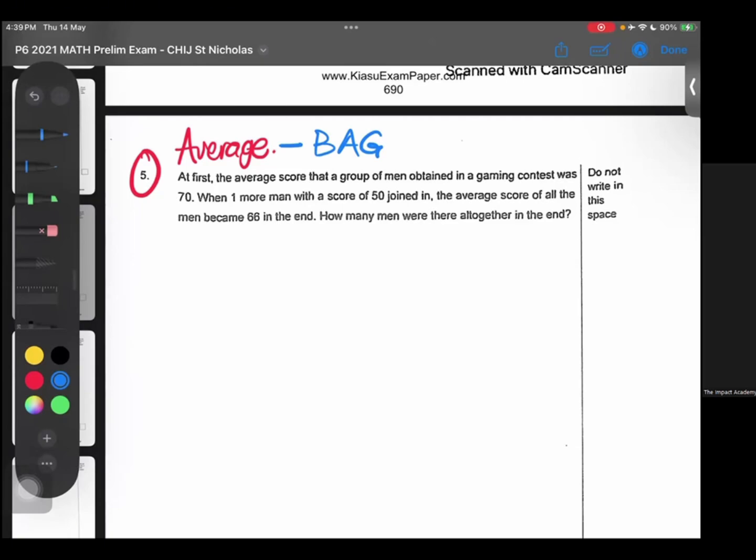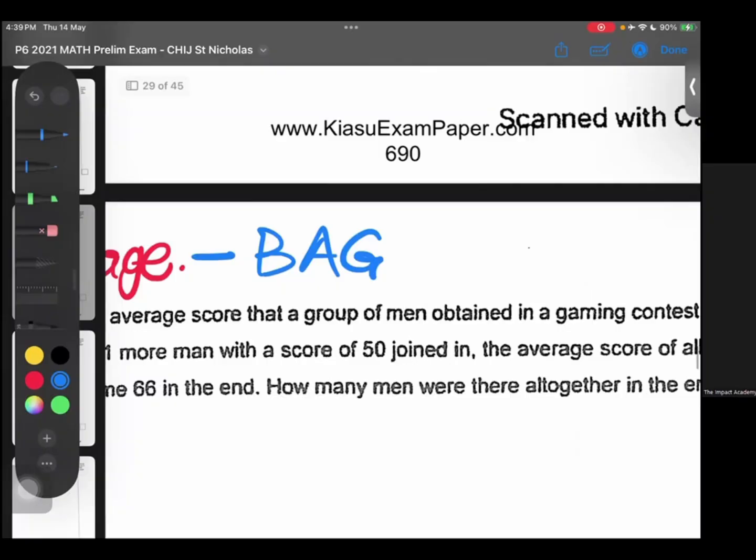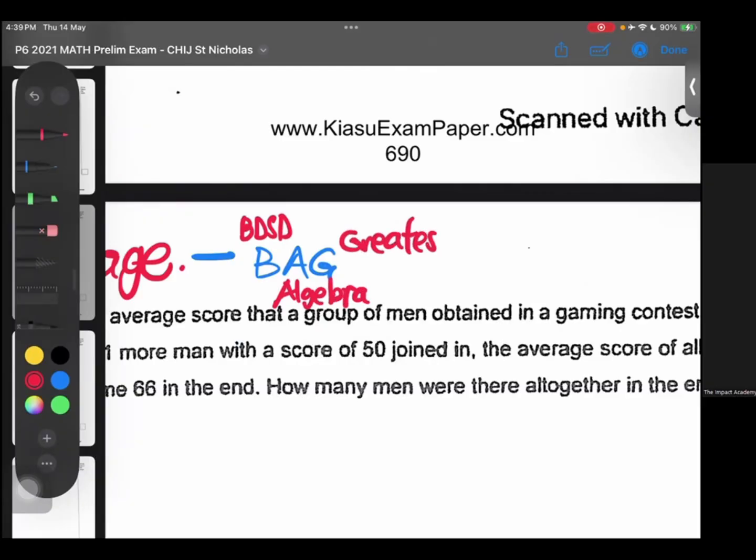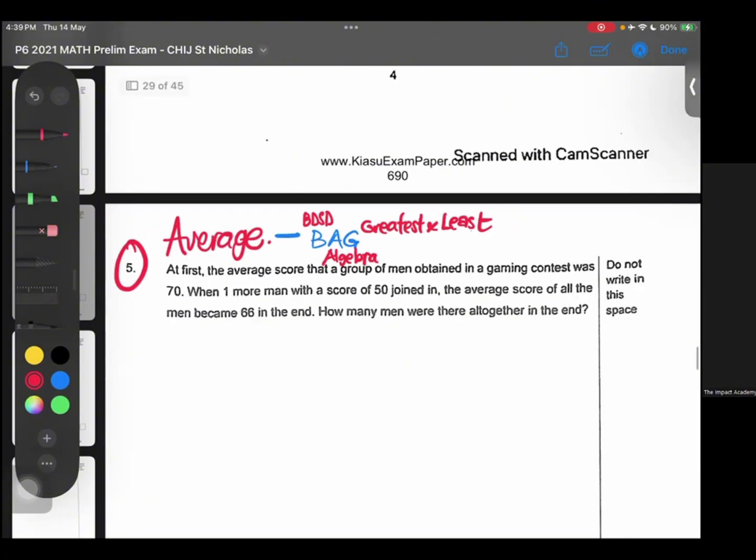So what we're going to do is first write down the concept. What are the concepts that we have over here? BAG, like apples in the bag. We make sure that we have it over here. We call it BDSD. After that, the next one is algebra. Then the next one is what we call greatest and least. These are the only three things that they can test you.